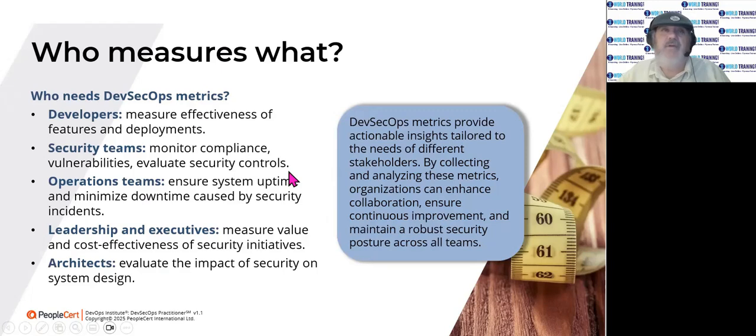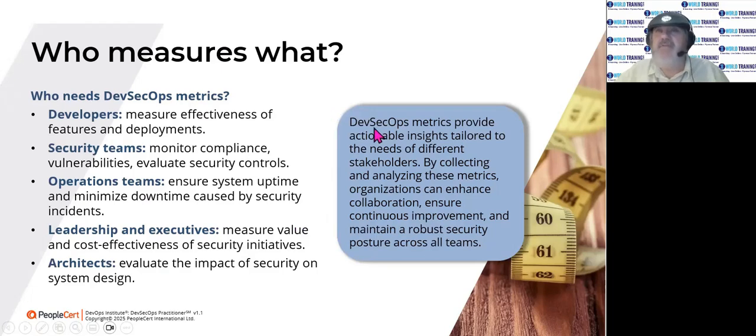Measurements can help you determine how effective those things are, like the different tools and so on. Operations teams can ensure system uptime and minimize downtime by watching for security incidents and building mitigations for those. Leadership and executives can use the measurements to assess the value and cost effectiveness of different security projects and initiatives. Architects can use measures to evaluate the impact of security on system design, for example. So, there are other stakeholders, tooling, SREs, QA, and so on can also have benefits from measures.